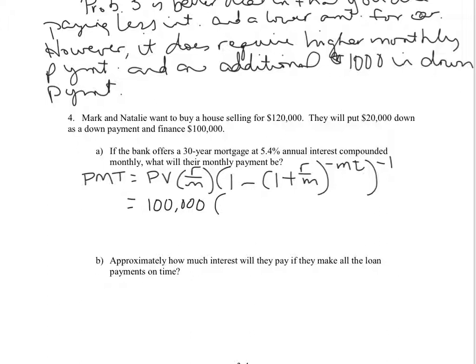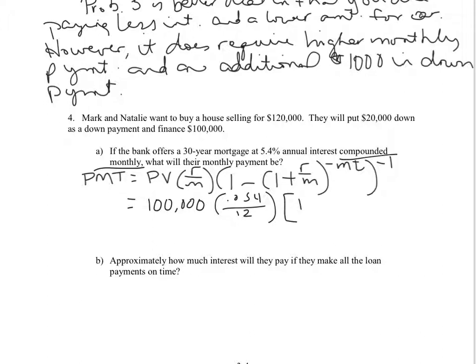The interest rate is 0.054, and that is an annual interest rate compounded monthly. M is 12. All right, now we get to the big messy one.